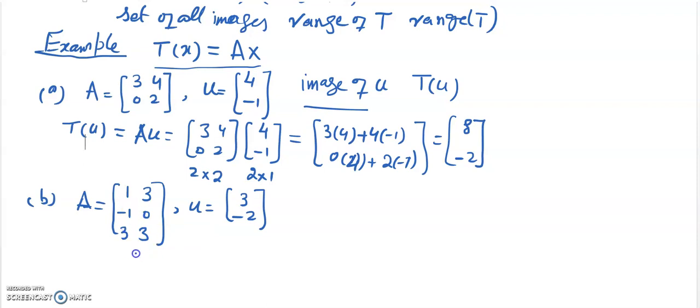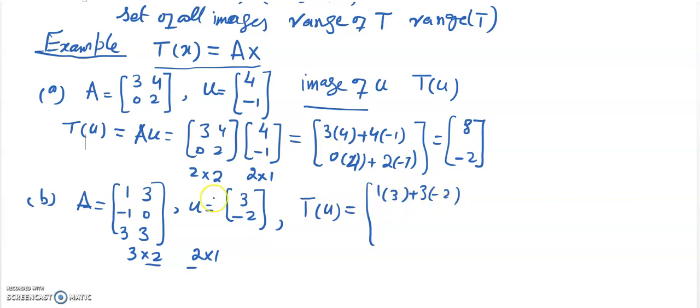Because this is a 3 by 2 matrix and this is a 2 by 1 matrix, the multiplication is possible. So the image of u will be 1 times 3 plus 3 times -2, then -1 times 3 plus 0 times -2, and then 3 times 3 plus 3 times -2.